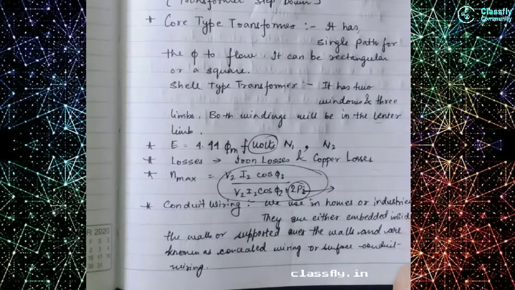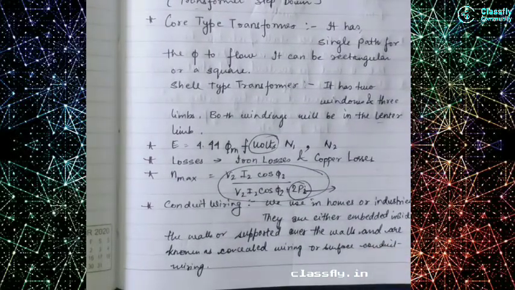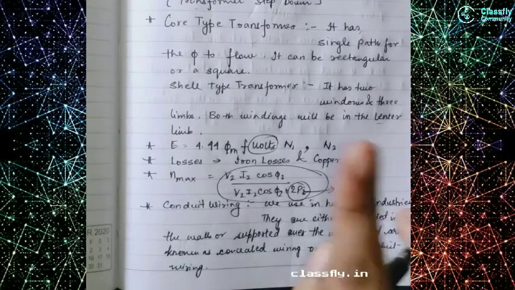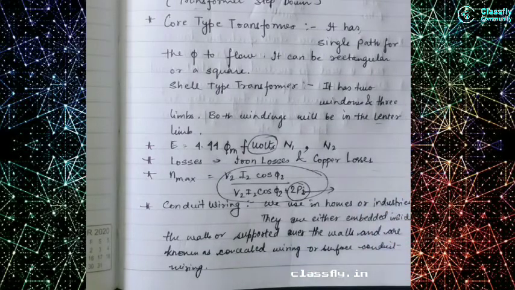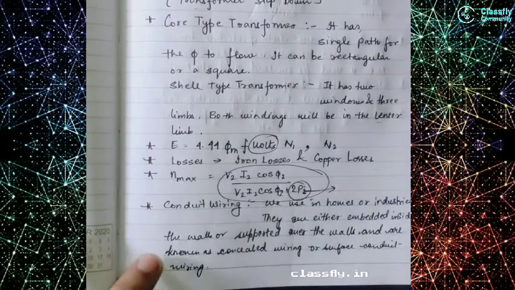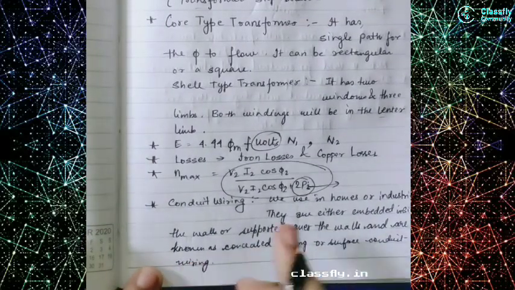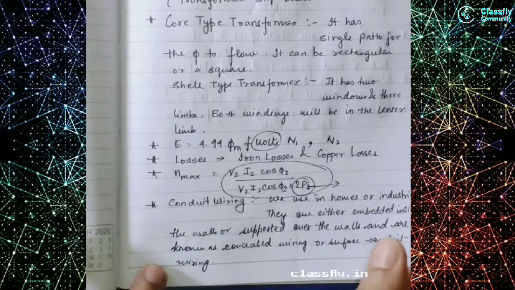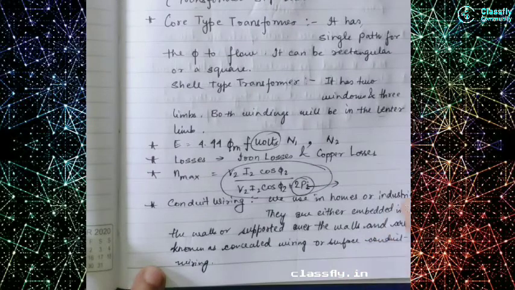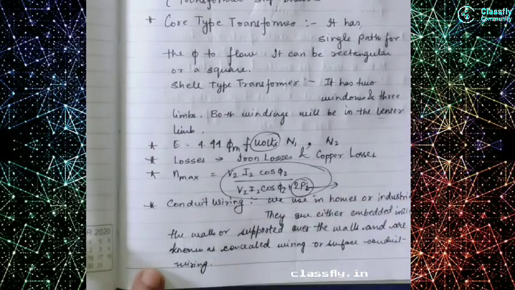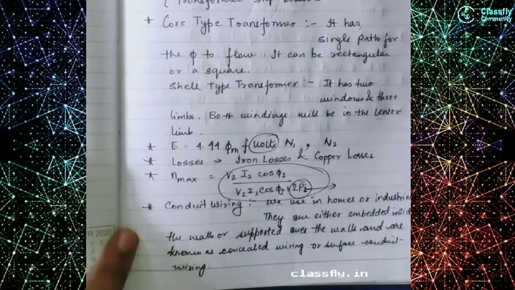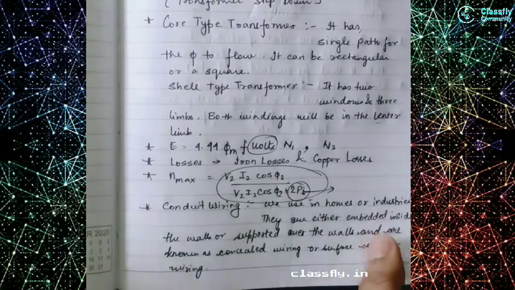Now we will learn about domestic wiring. There is conduit wiring which is used in our homes or in industry. It is of two types, concealed and surface. The surface conduit wiring is the one not embedded inside the wall; it is supported over the wall, whereas the concealed wiring is embedded inside the wall. These are the two basic things for conduit wiring, and remember that it is used in homes or industries. I have done this very briefly, so if you want to know what conduit wiring is, you must see the lecture.